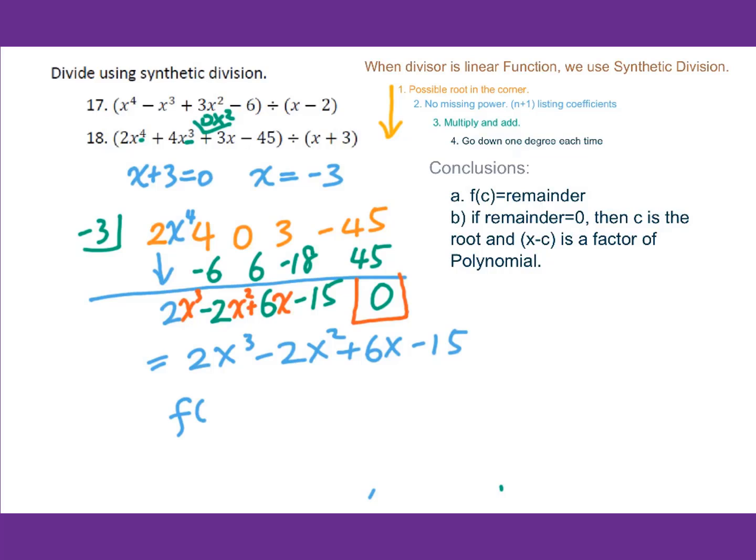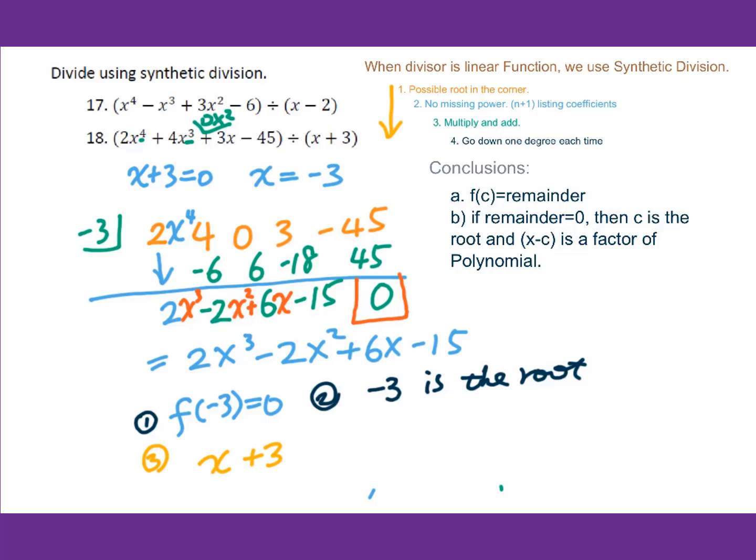First of all, f of negative 3 equals 0. Second, negative 3 is the root of this polynomial. Third, x plus 3 is a factor of this polynomial.